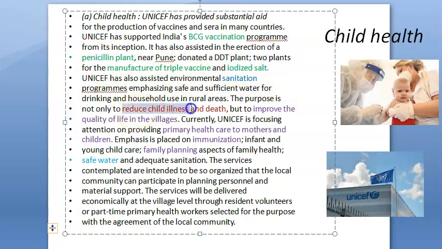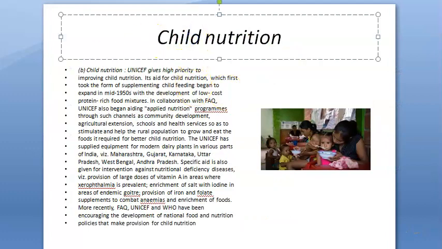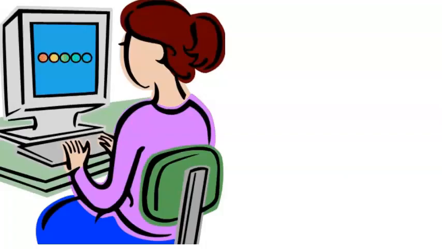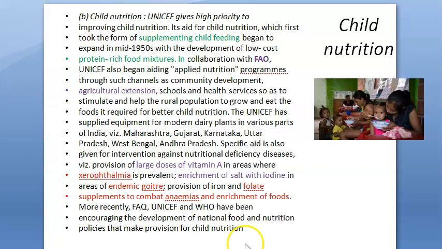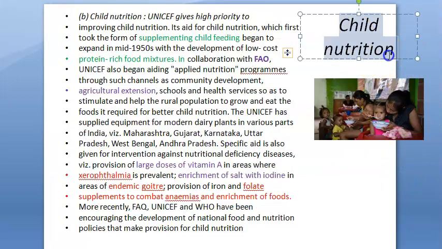Iodized salt, reduce the child illness, death, improve the quality of life, primary health care to mothers and children, family planning, safe water. And you'll have so many resident volunteers and primary health workers, etc. Standard things you write, okay, nothing. Just remember the heading, child health, okay. Next, let's move on to child nutrition. So people, where are we? We have finished child health, right? Now we are moving on to child nutrition.